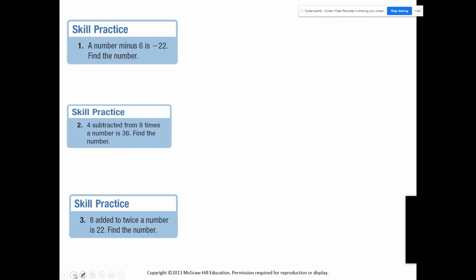All right, so here's a couple to practice. We'll walk you through them and do them with you. So for number 1, we have a number minus 6 is negative 22. We don't know what the number is, so we're going to use x for the number. And we know that minus means subtraction. So a number minus 6 is negative 22.